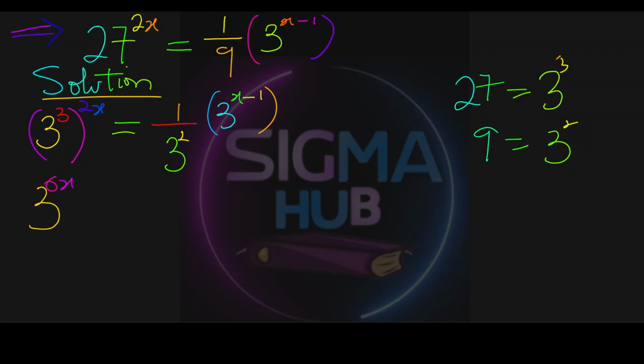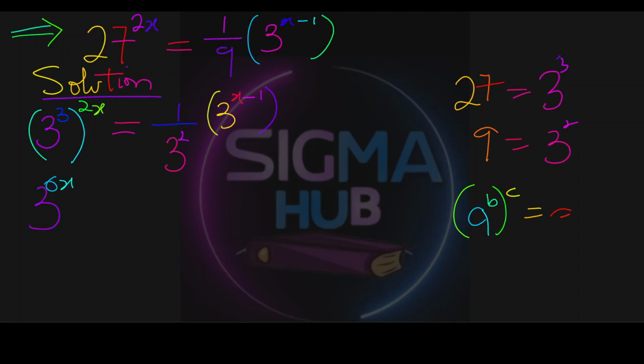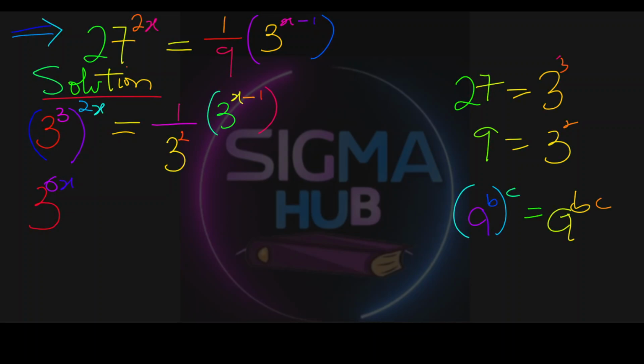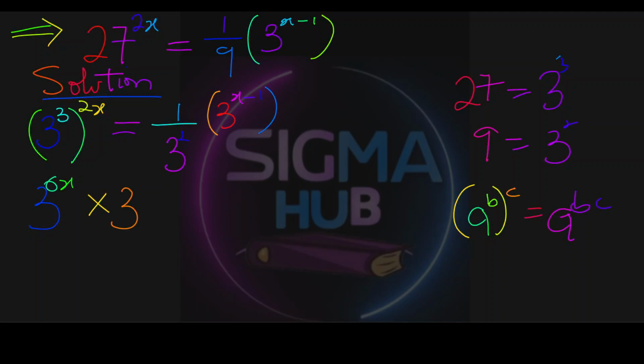Because when you have a situation like this, a raised to the power of b, then in bracket raised to the power of c, it becomes what? A raised to the power of bc. So you multiply the powers. And that's the same thing I did here. So which is going to be multiplying 3 raised to the power of 2 using cross multiplication.